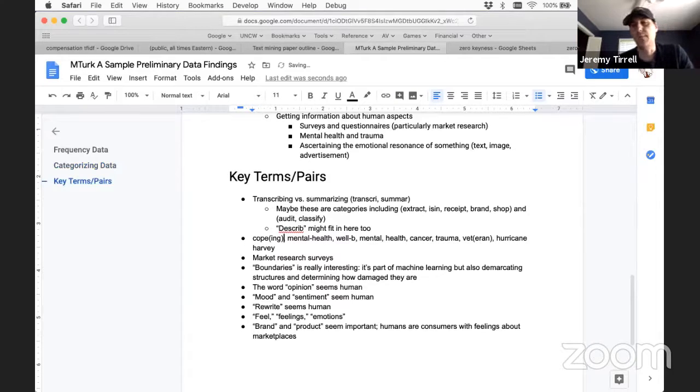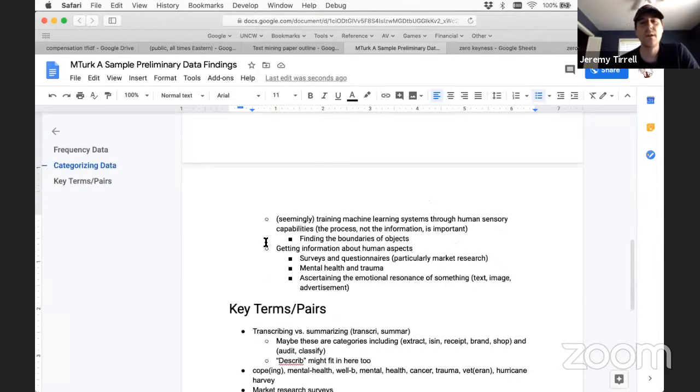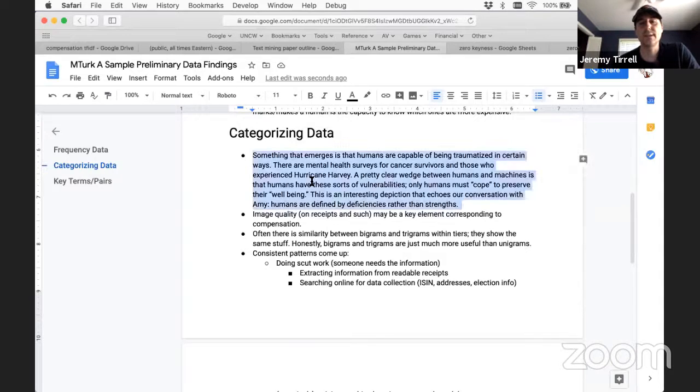If you do a find in the hits themselves for cope or coping, it's a little tough to search for the stem cop, because then you start to get other things. But anywho, if you search for that, it's almost always related to mental health issues, coping with this or that. So that's something that emerges: humans defined by trauma, right?